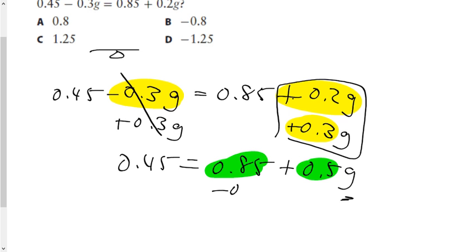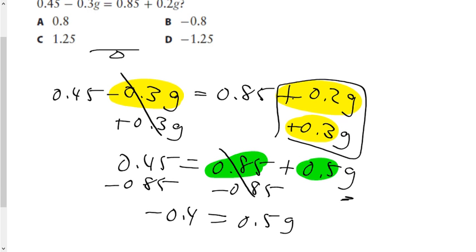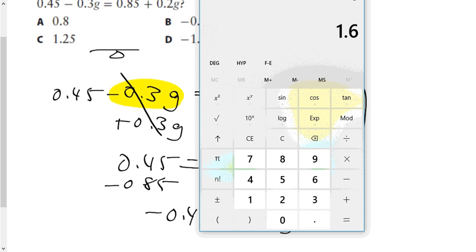I'm going to subtract 0.85 from both sides to get rid of the constant. I'm going to have 0.5g over here. And this is a little bit tricky. I have 45 cents, but I take away 85 cents. That means I have negative 40 cents. And if you don't know that, you can just take your calculator and say 0.45 plus 0.85 negative, equals negative 40 cents.